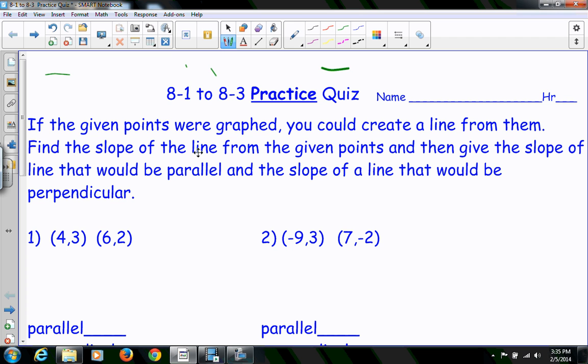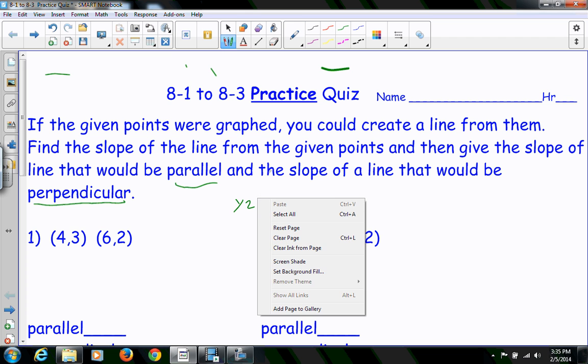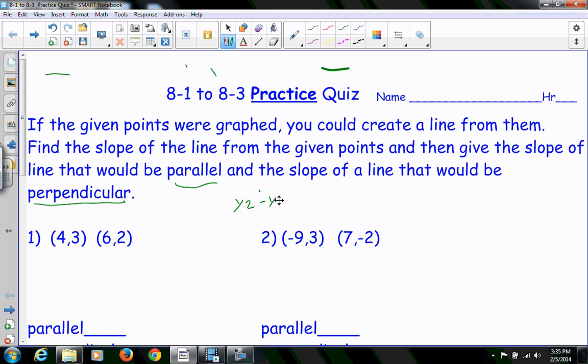So the first problem says if given points are graphed, you could create a line from them. Find the slope of the line given the points, and then give a slope that would be parallel and one that would be perpendicular. All right, so the first thing we need to do is find the slope. In order to find the slope, we need to use the formula y2 minus y1 over x2 minus x1. Remember, I have to label my points here. This is x1, y1, this is x2, y2. And so again, I'm going to go ahead and use this formula on these points here.